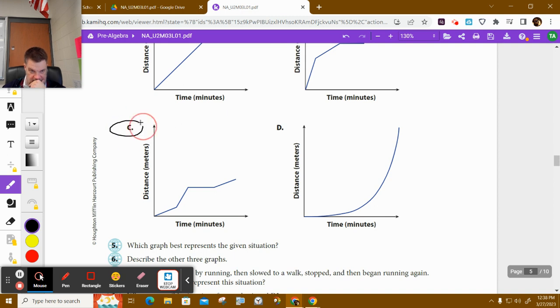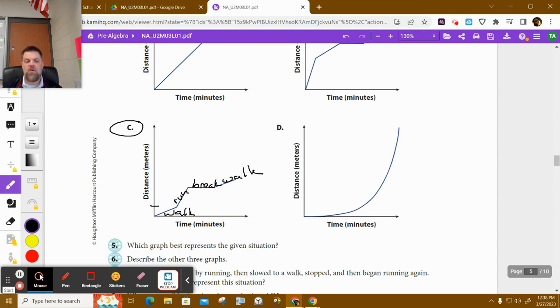Do you guys know why I said C? Well, she's walking. So when she's walking, she's creating some distance, but not as quickly. So the steepness of the line represents her running. So this very steep part, she's running. Here she's taking a break. She's not moving at all. She's just kind of catching her breath. And then she's walking again.